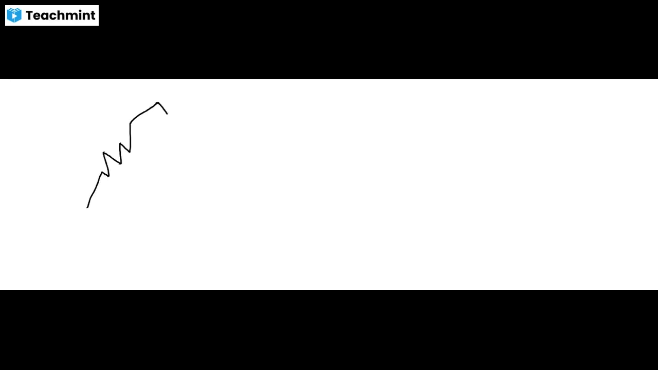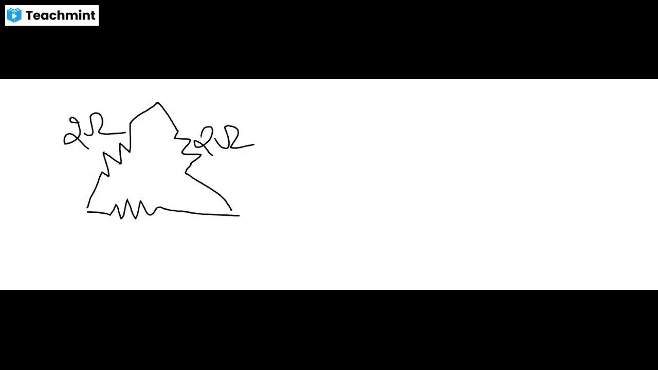Yeah. So one more question. 3 resistors are connected in the shape of a triangle. This is 2 ohms, and here it is 2 ohms, and here it is 4 ohms. Calculate the equivalent resistance. How to calculate the equivalent resistance in this case?